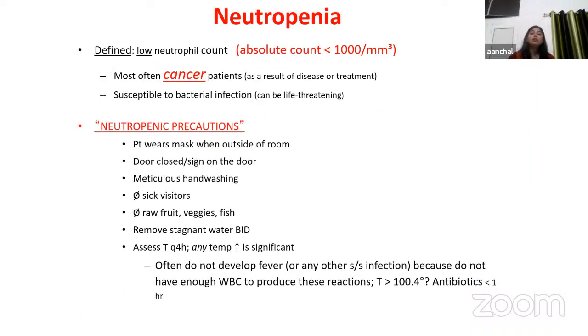So talking about neutropenia, that we have already seen. Neutropenia means a decrease in neutrophil count, and most often in cancer patients the condition of neutropenia is present, and they are also susceptible to bacterial infection, and it could be life threatening also.